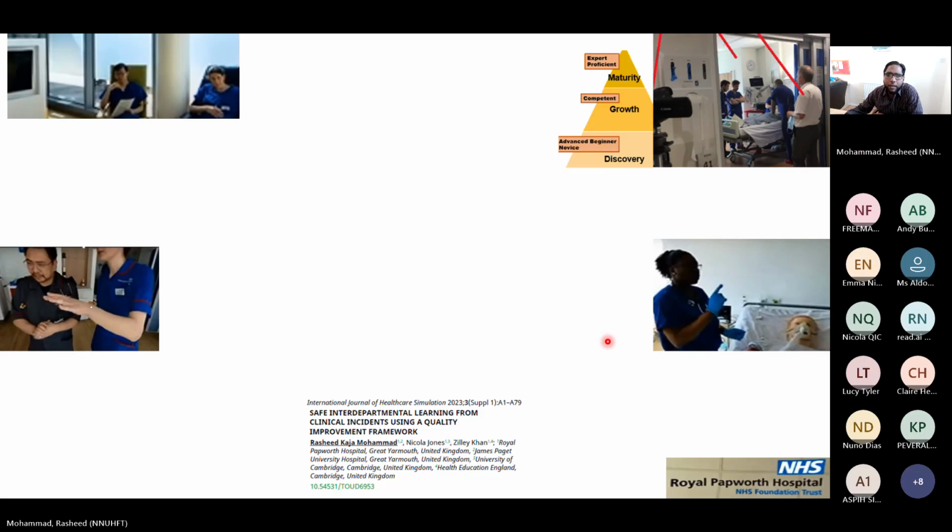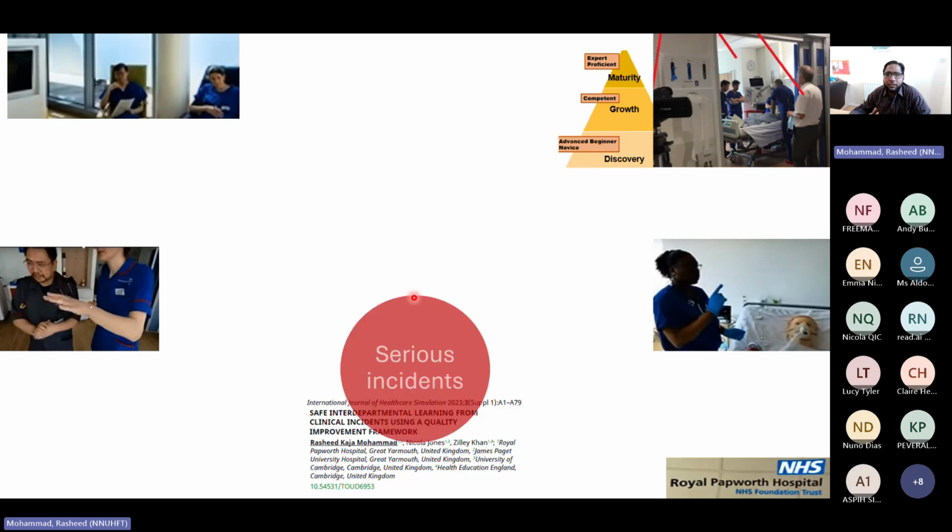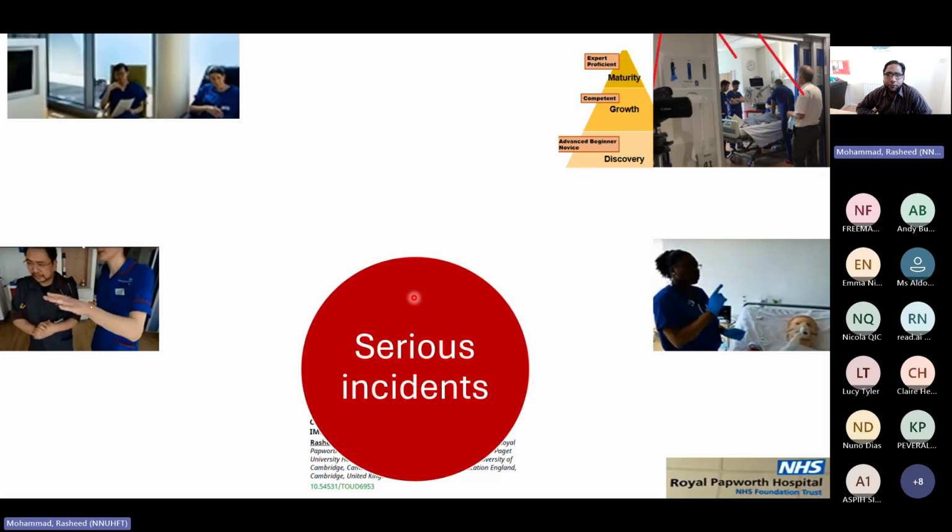where we formed 5 different teams from intensive care medicine, respiratory team, stroke team, where each team had 3 different facilitators at 3 different levels who identified themselves to be at the discovery, growth, or maturity stage of facilitation. What that meant is basically they were taking ownership of clinical problems that happened the year before, which were serious incidents that they had themselves faced.